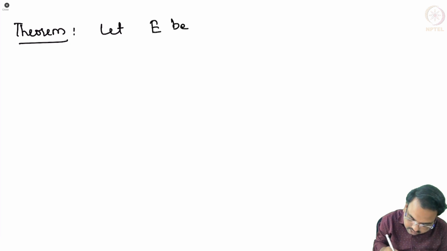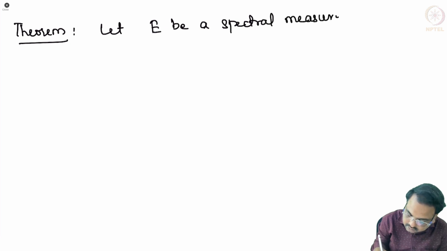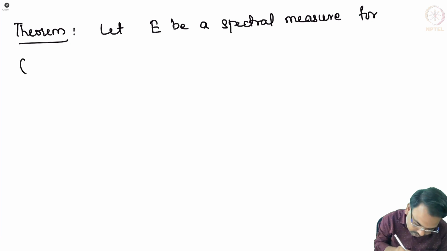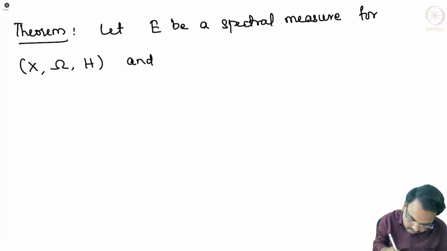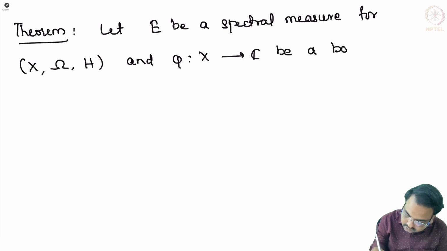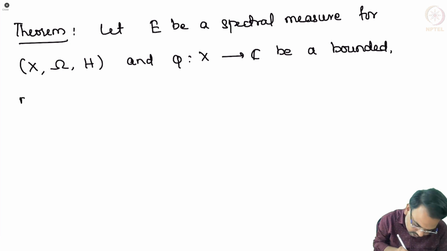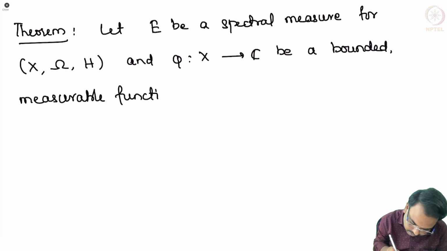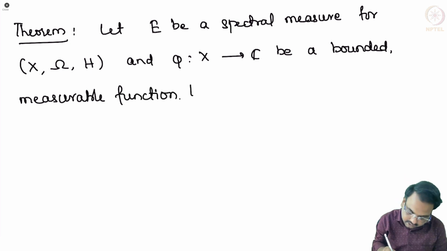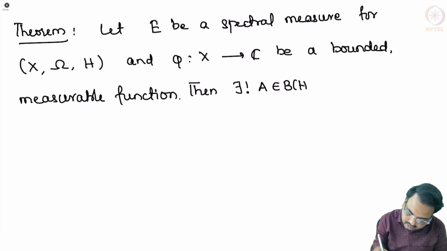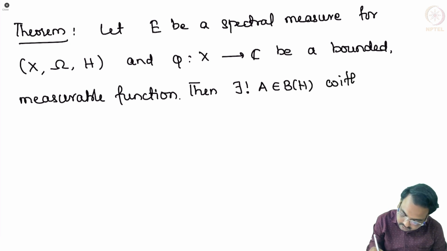Let E be a spectral measure for (X, Omega) and H, and phi be a bounded measurable function from X to C. Then there exists a unique bounded operator A on H with the following property.